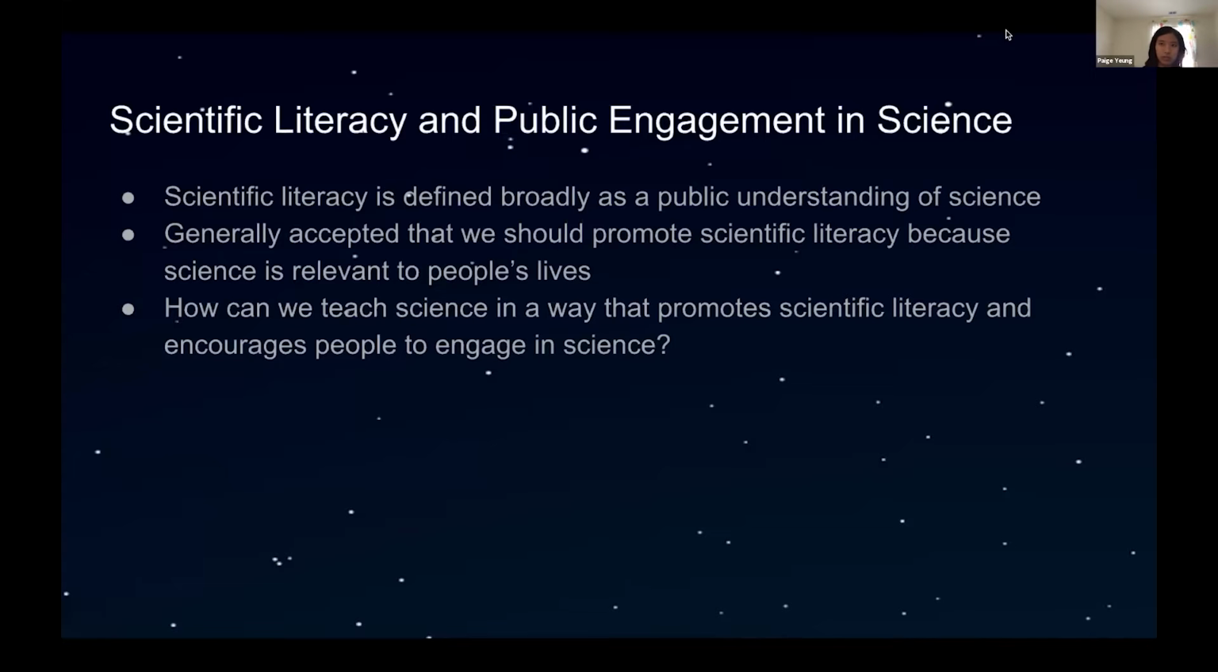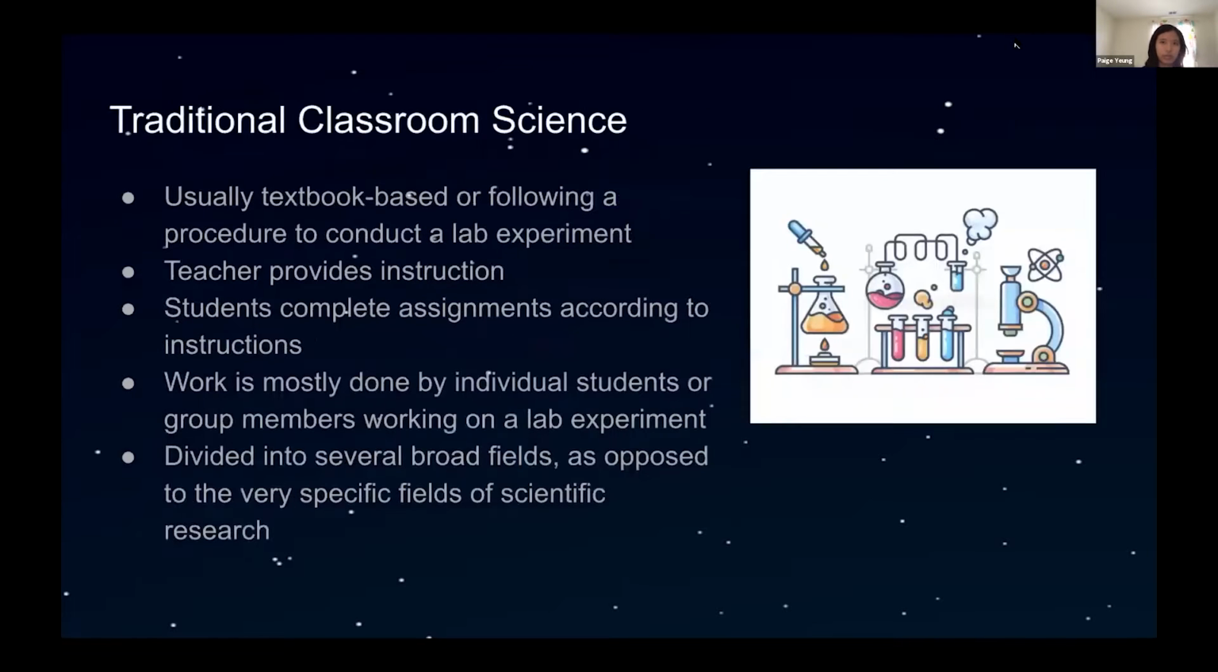Scientific literacy is important because science is relevant to everyone's lives, and it's helpful for people to understand how real world science works and how they can partake in it. A question that comes up in science education is how can we teach science in a way that promotes scientific literacy and encourages people to engage in science? To examine this question, we can first examine how traditional classroom science works.